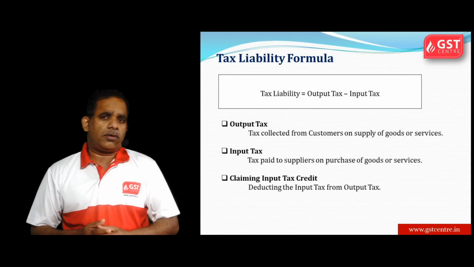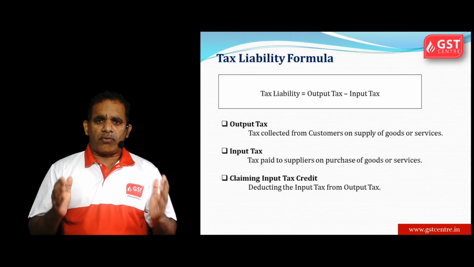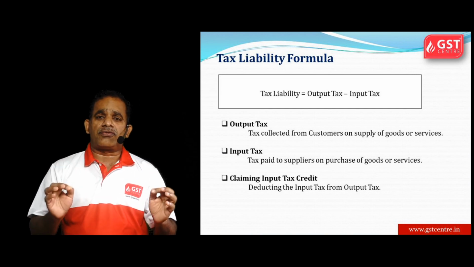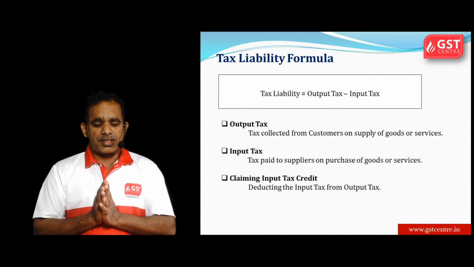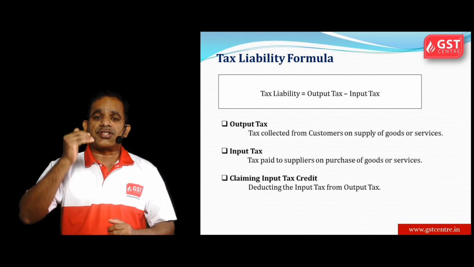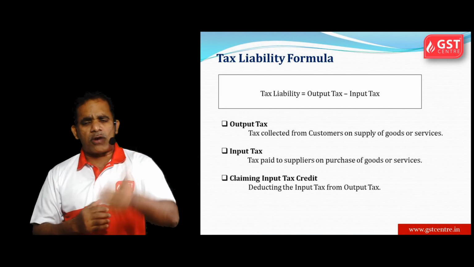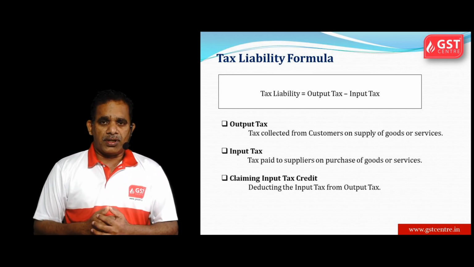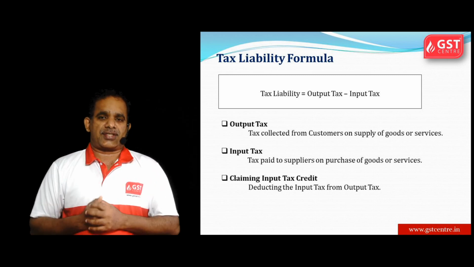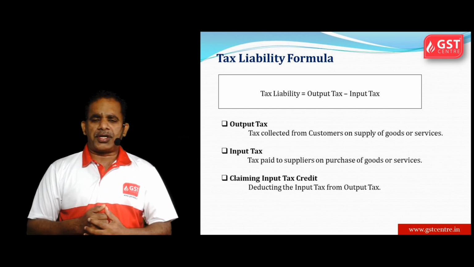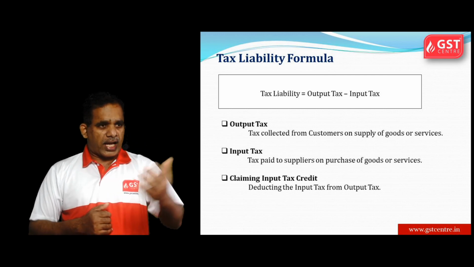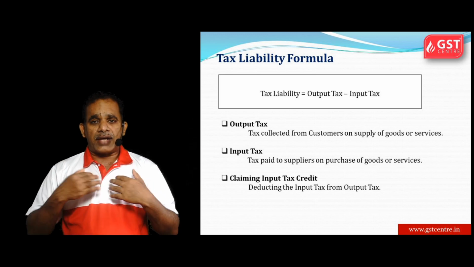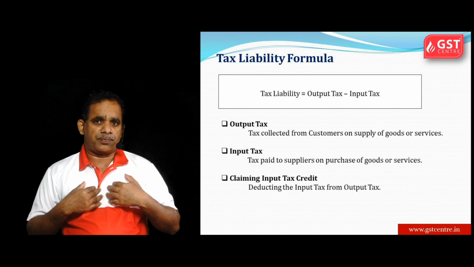First of all, let me tell you once again that the formula for calculation of tax liability is output tax minus input tax. What is output tax? The tax collected from your customers is called output tax. Suppose I am providing auditing service to my client and I am collecting GST from that client, then that will be output tax for me.